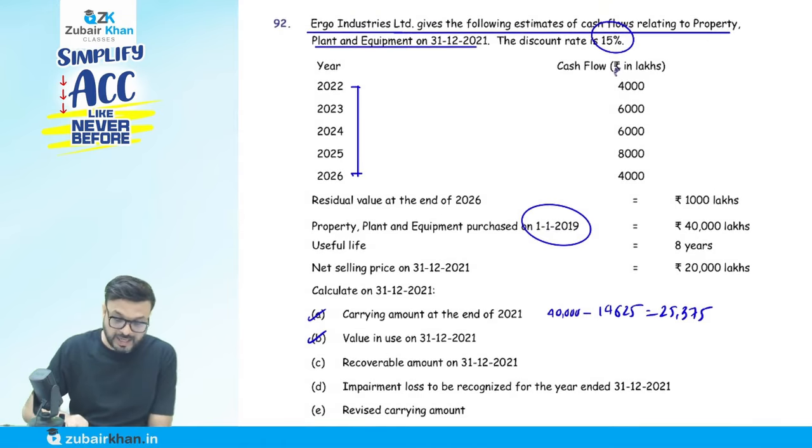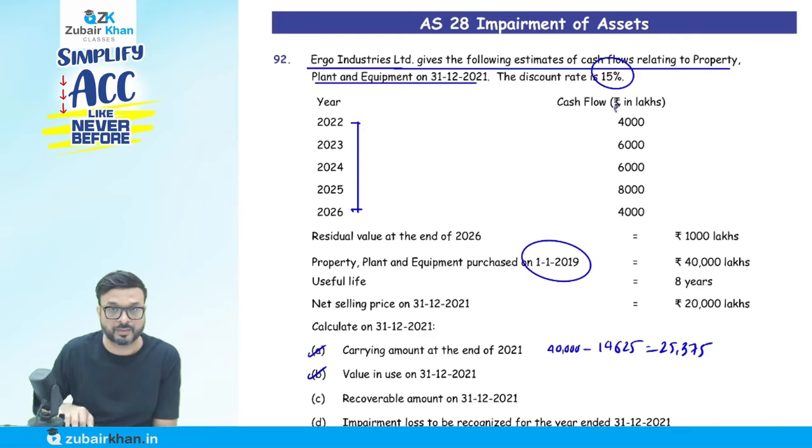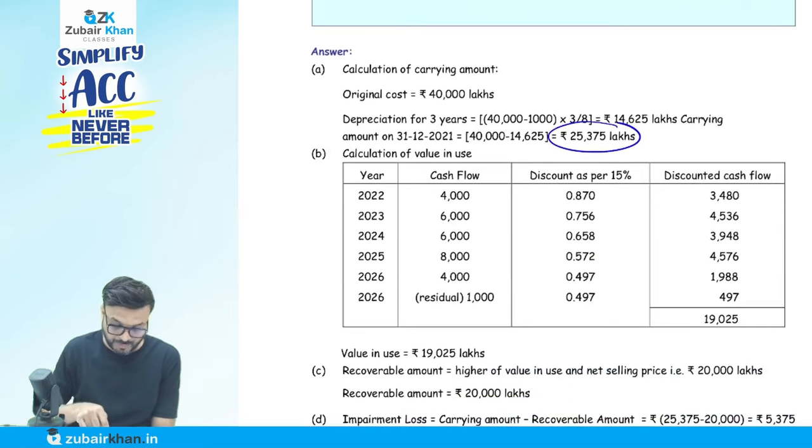They have given the cash flow of the next 5 years and the rate of discount, which is 15%. You can see there is a cash flow for the next 5 years, including the residual value also. In 2026 the residual value is 1000. Now we discount it. How do we calculate? 1 divided by 1.15, that comes to 0.8695. Like that, they have considered the discounting rate here.